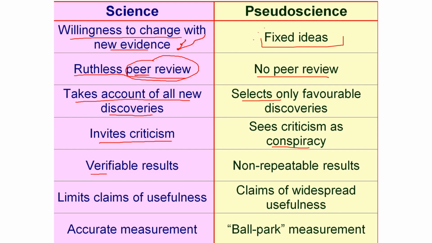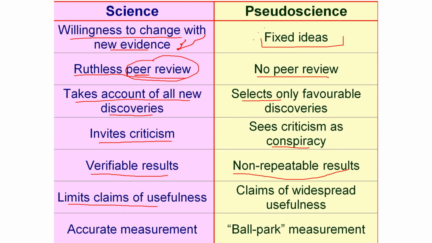Science has verifiable results. What does this mean? It doesn't matter whether a scientist is doing exactly the same experiment using the same kind of methods, it could be done in different countries. In pseudoscience, it's usually not repeatable. If somebody produces some kind of data and nobody can repeat it, this is more pseudoscience than science.